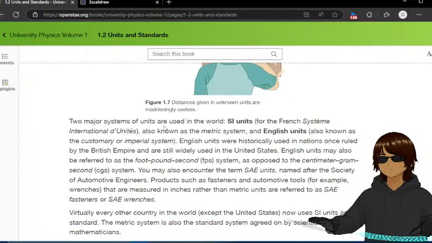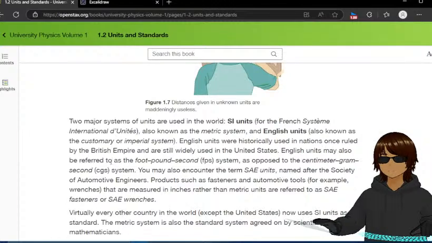Two major systems of units are used in the world: SI units, also known as the metric system, and English units, also known as the imperial system. English units were historically used in nations once ruled by the British Empire and are still widely used in the United States.